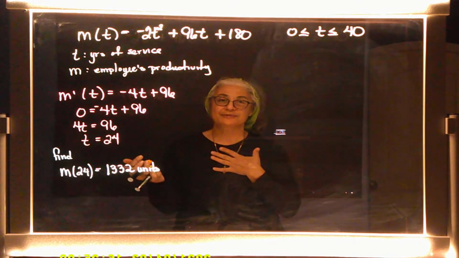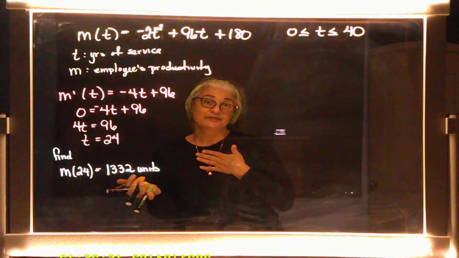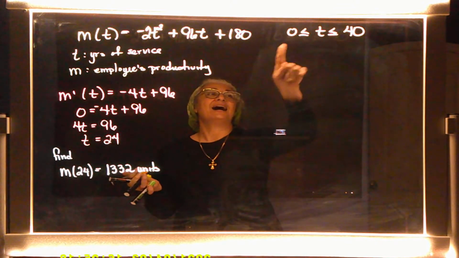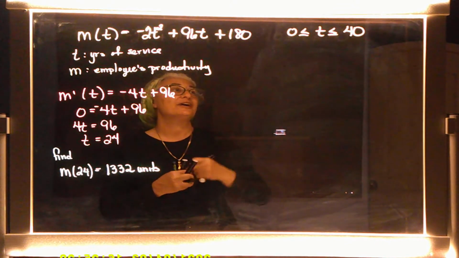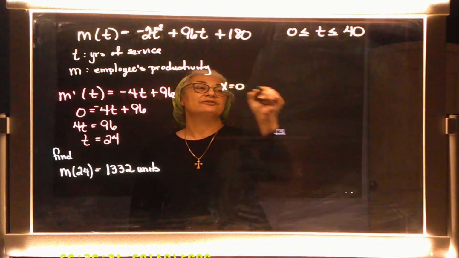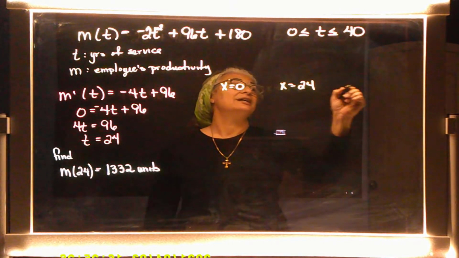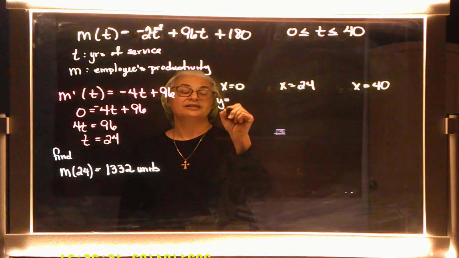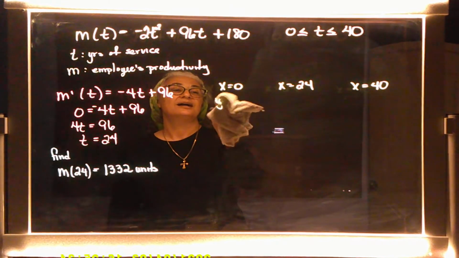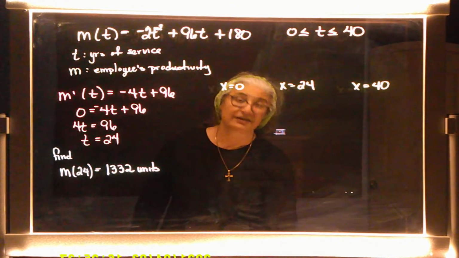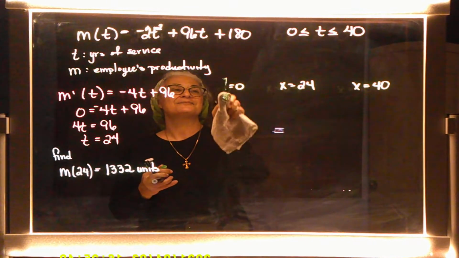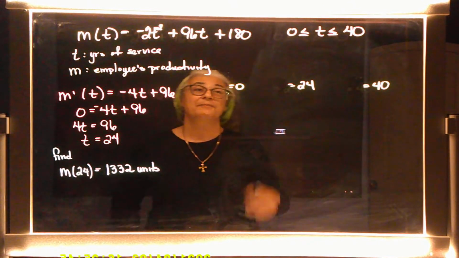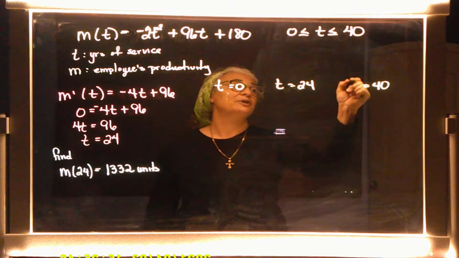I'm hoping that's the absolute maximum. I still have to determine if it is the absolute maximum, right? So how do I do that? I have to take the other values. So I have to take x equals 0, x equals 24, and x equals 40. And I've got to find the y that goes with each. Though they're not even x's. Some of you did what I did. We called them x's. But my variable is t, right?